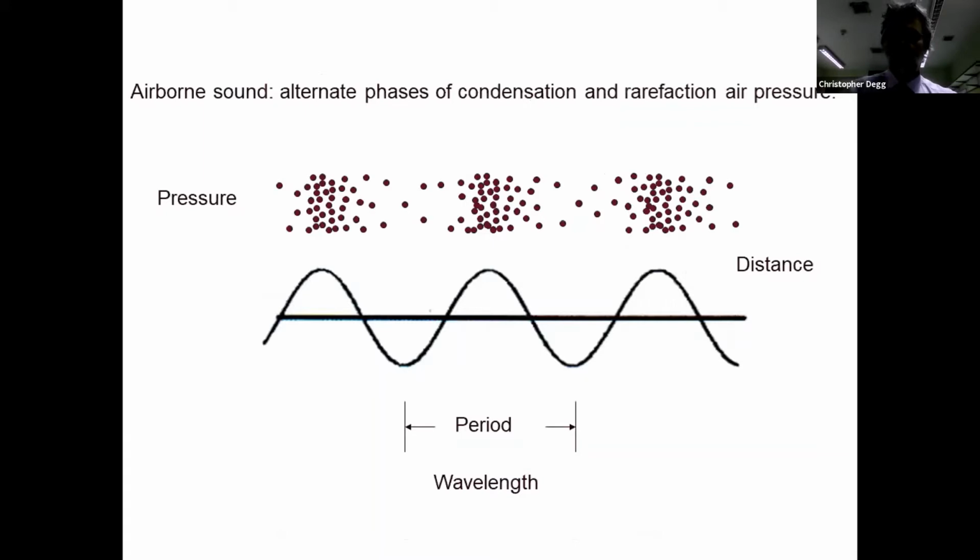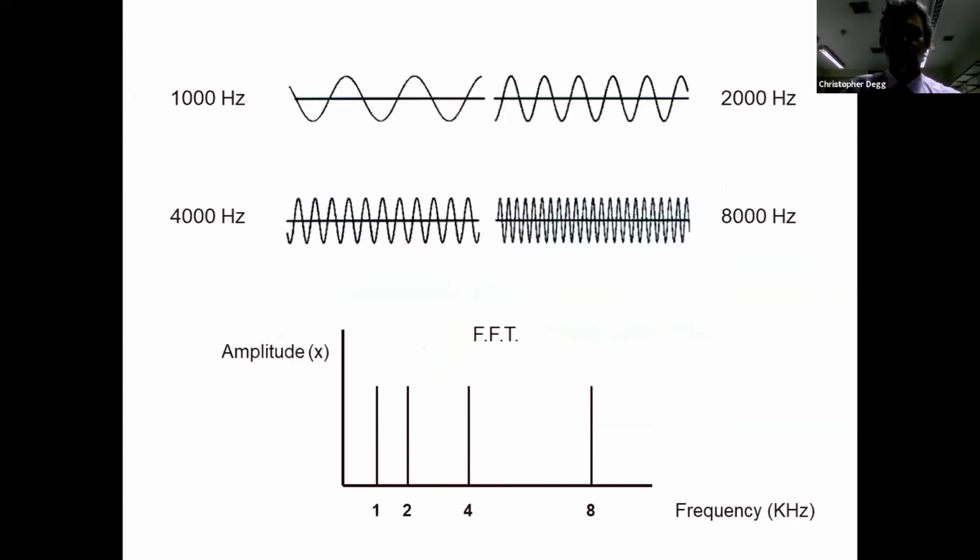So air molecules vibrate, and as they spread out, they become rarefied. As they come together, they condense. And waves of these air pressure differences is what we pick up as sound. So unlike light, this can't travel through a vacuum. It needs particles in the air to move sound through the medium.